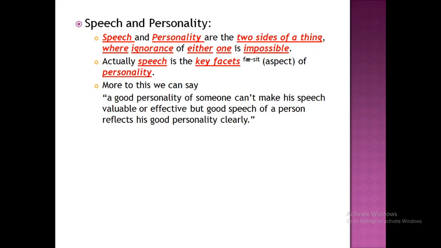If you really want to leave a good impression, to show your personality traits to someone, speech comes into the picture as very important.